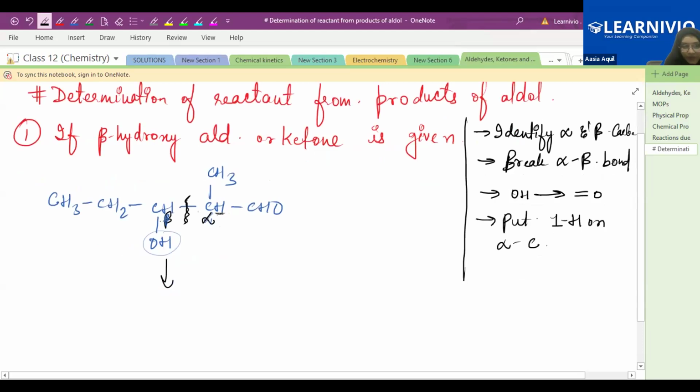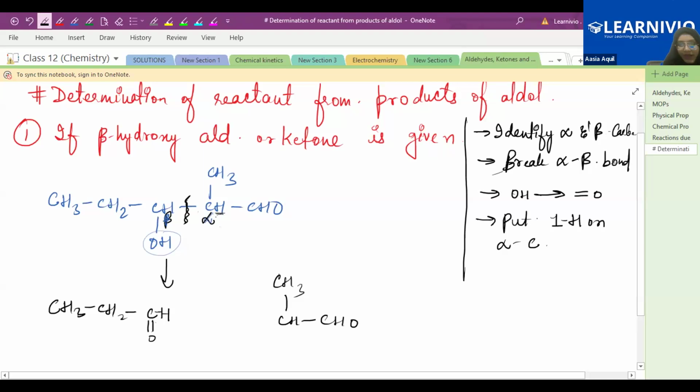So first हमने break कर दिया bond, CH3, CH2, and this CH. Okay, and आपने ये भी लिख दिया this bond. This is CH3, CH, and this CH. Second step, break कर दिया आपने bond. This OH will get converted into a double bond oxygen, right? So what is this? This will become CHO group, aldehyde group.